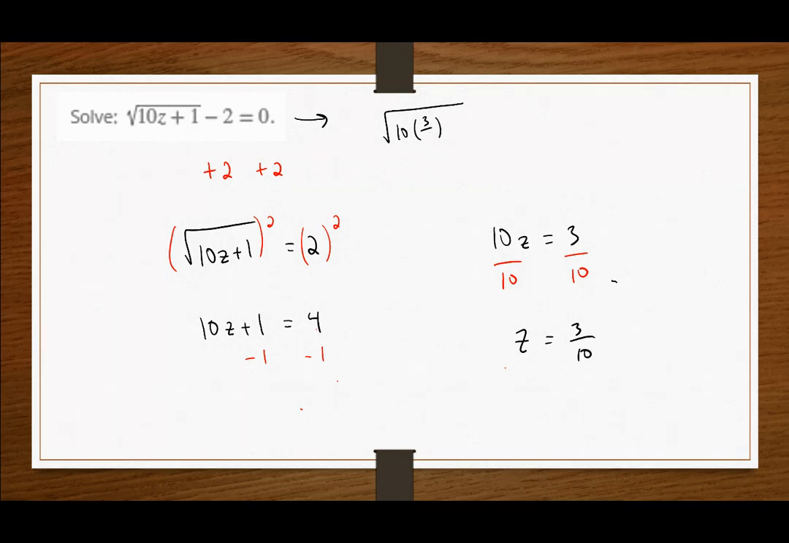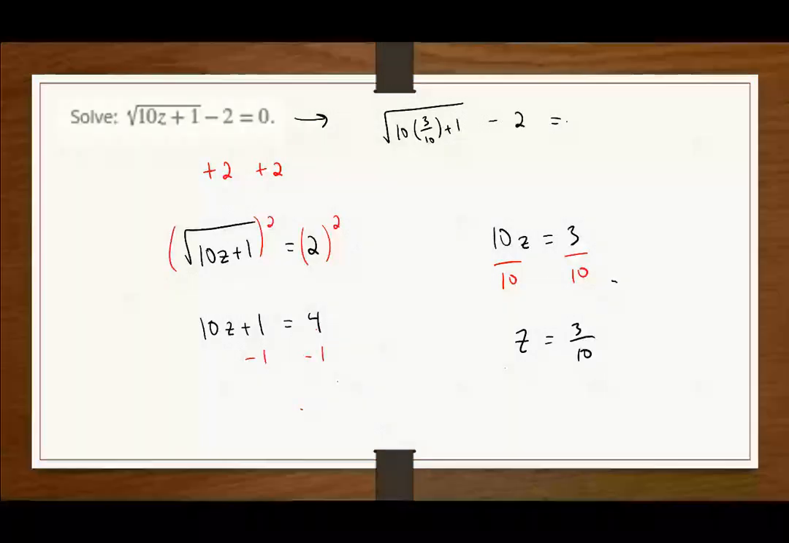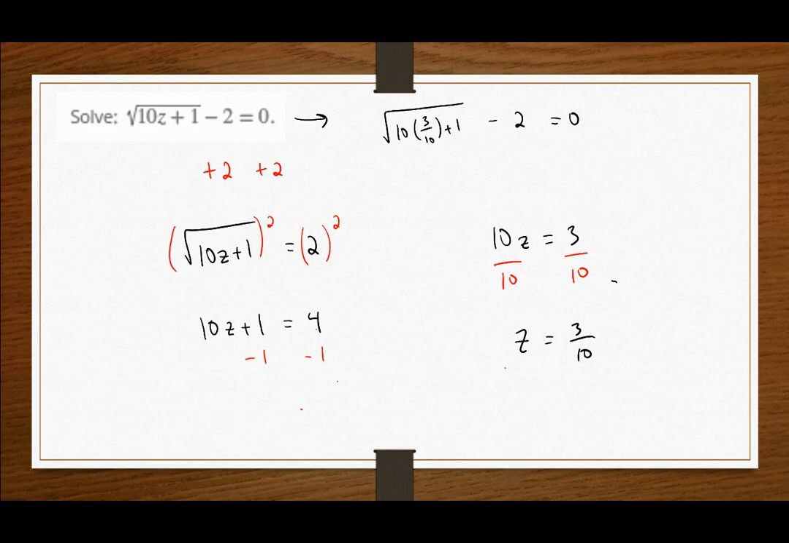So we plug in 3/10, and what we'll find is that the product underneath the radical is going to give me 3 plus 1, so 4. The square root of 4 is 2, and of course 2 minus 2 gives me 0. So just as before, we do actually end up with a true statement again, and we can confirm that yes, this is in fact the correct answer.